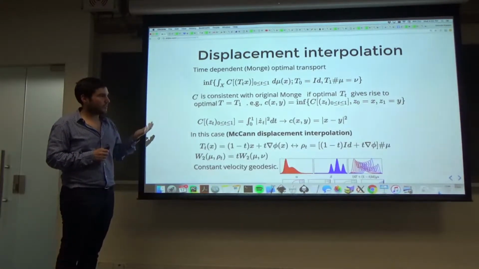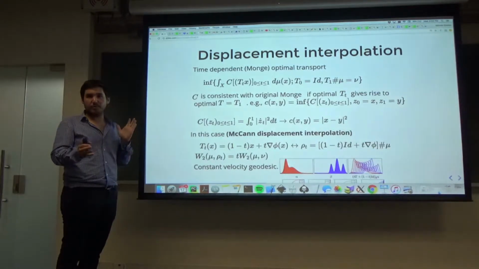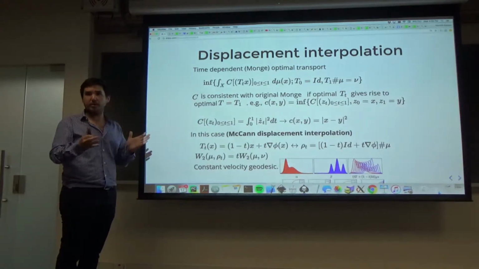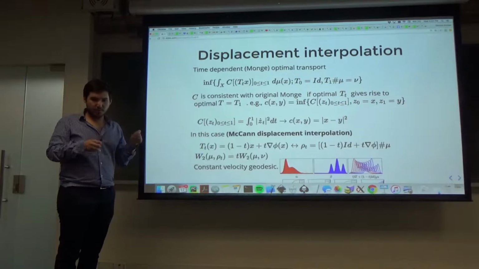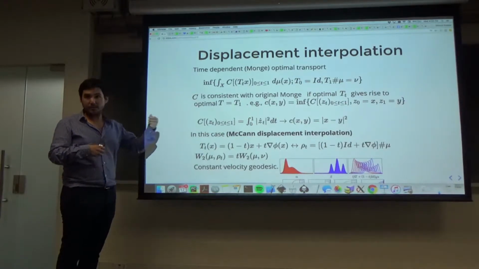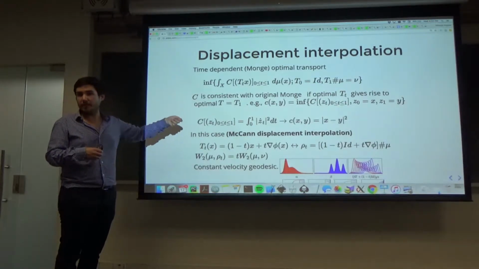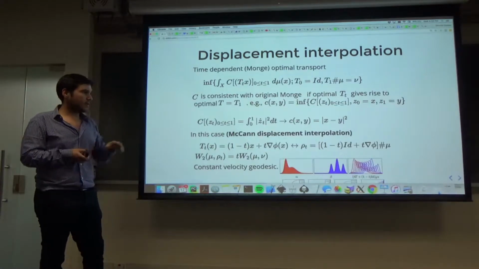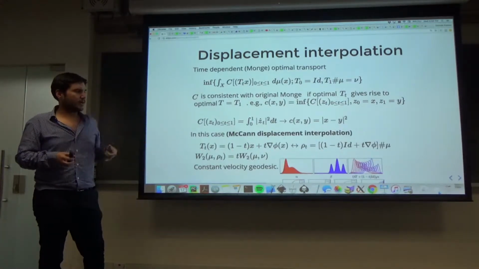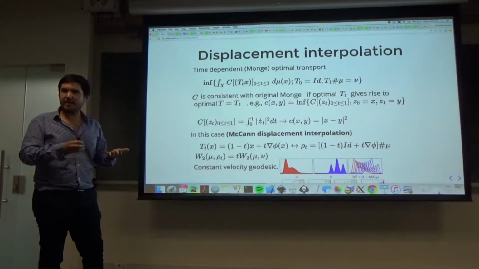And this is not the same as the usual linear interpolation between two measures. That linear interpolation between two measures is going to appear in the case of other cost functions, but in this case, we get something that has a different kind of geometry.